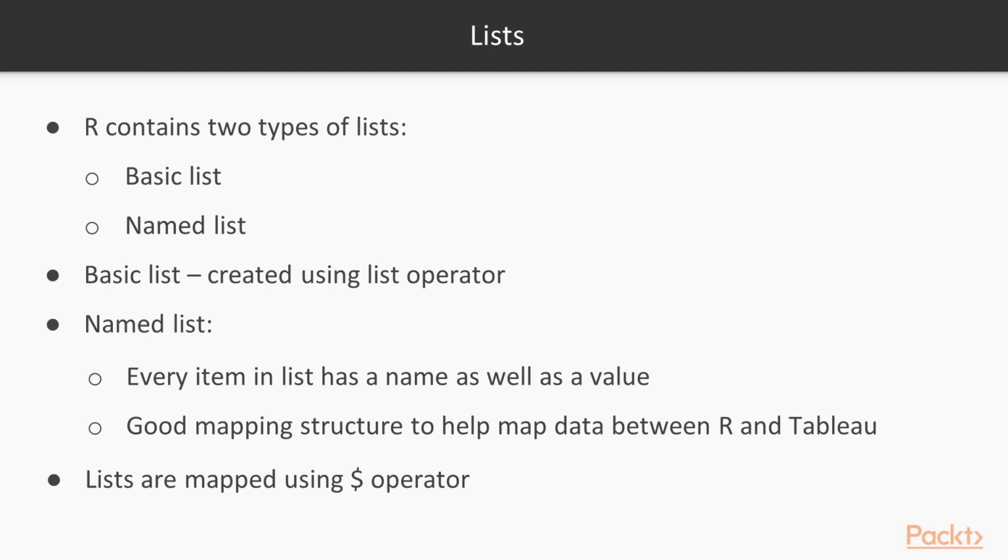After that, we will look into the types of lists in R. R contains two types of lists, a basic list and a named list. A basic list is created using the list operator. In a named list, every item in the list has a name as well as a value. Named lists are a good mapping structure to help map data between R and Tableau. In R, lists are mapped using the $ operator. Note, however, that this list label operator is case sensitive.